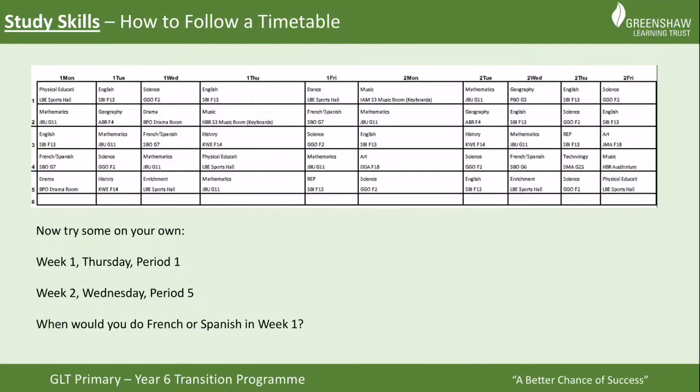Okay, let's go over those answers. So week 1, Thursday, period 1 would be English. Week 2, Wednesday, period 5 would be enrichment. And when would you do French or Spanish in week 1? You've got 3 times. It's Monday, period 4, Wednesday, period 3, and Friday, period 2. Did you get them right?